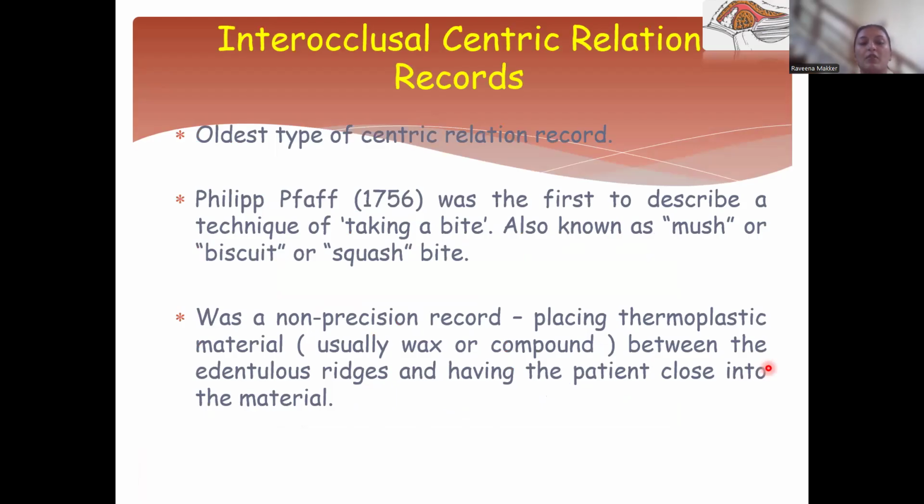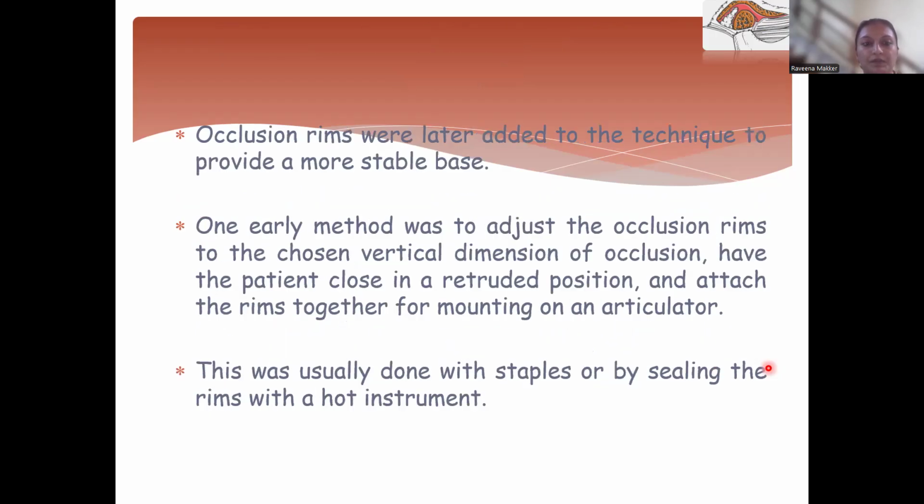And next, we come to the next method, that is the interocclusal centric relation records. Now, this is the oldest type of centric relation record. Philip Pfaff in 1756 was the first to describe a technique of taking a bite. It is also known as the mush or biscuit or squash bite. It was a non-precision record, that is, placing thermoplastic material using wax or compound between the edentulous ridges and having the patient close into the material.